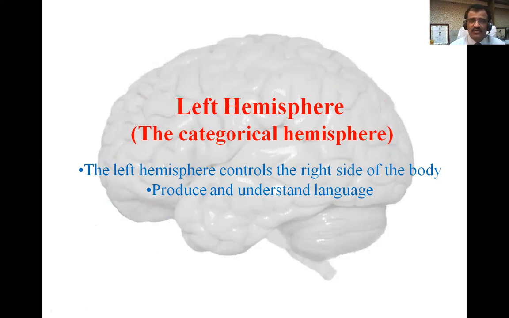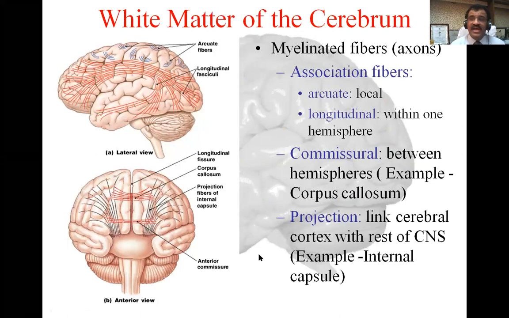So this is about the two hemispheres. And now we have finished the gray matter of cerebrum. Now we'll go to the white matter of the cerebrum, because if you see, white matter is present inside. You can see the arcuate fibers, longitudinal fasciculi. You can see the corpus callosum, which is made up of white matter.